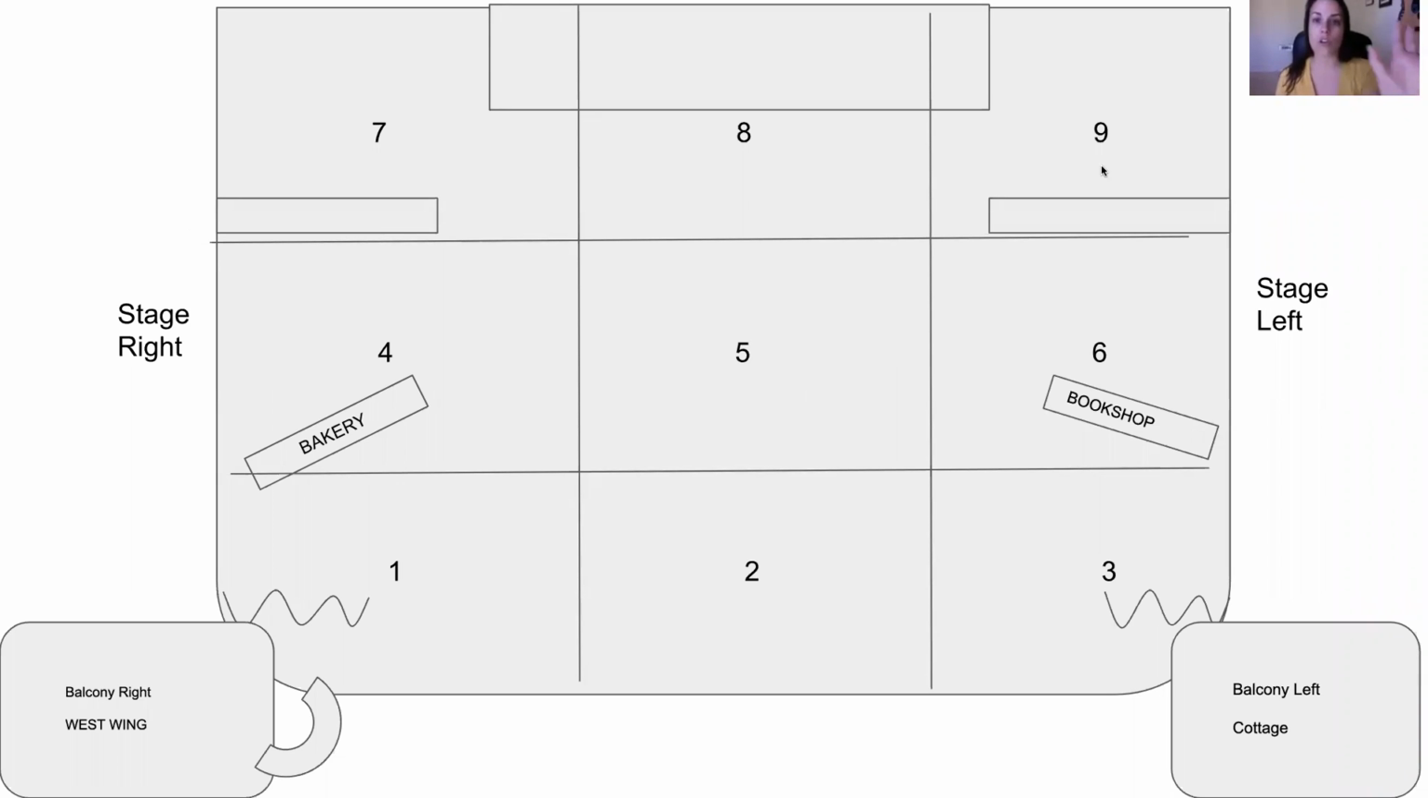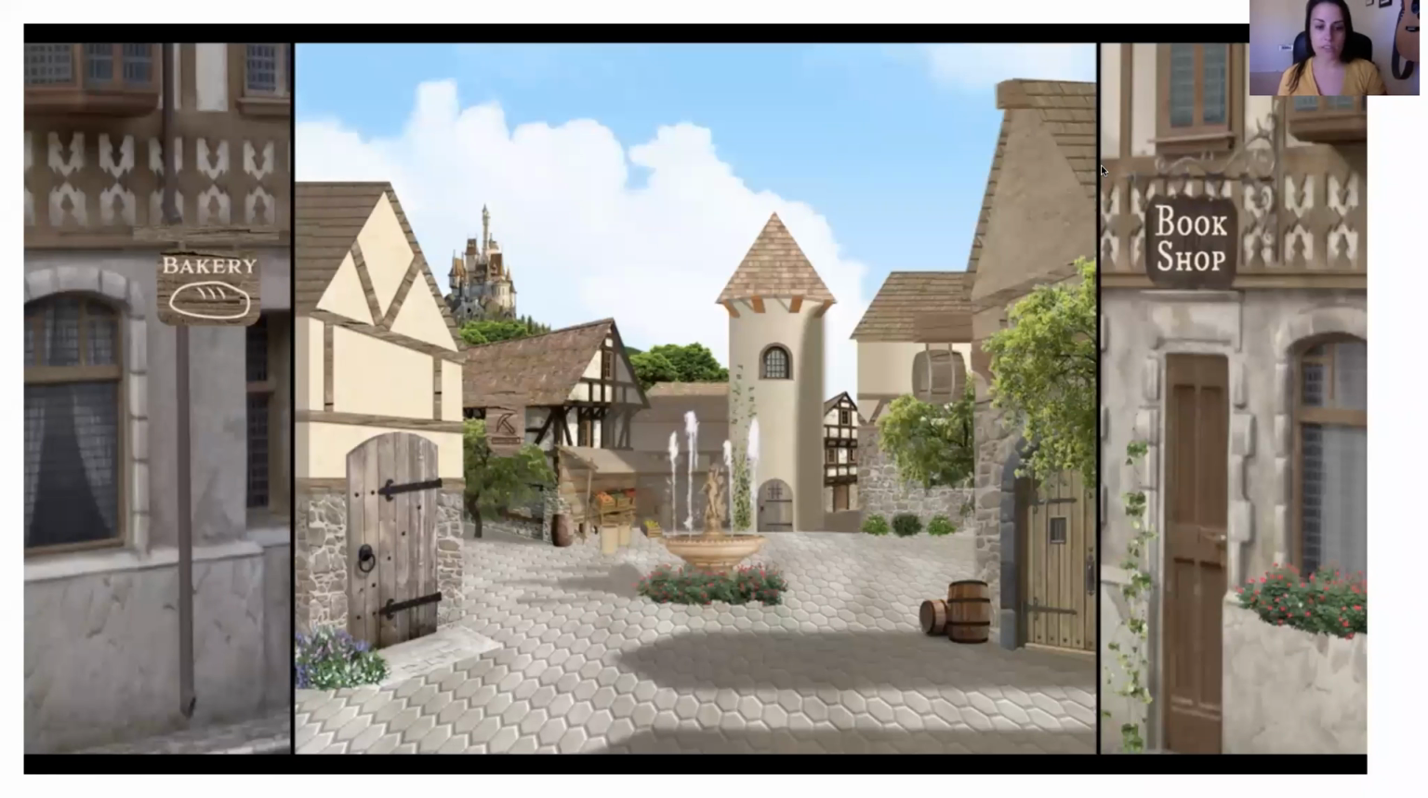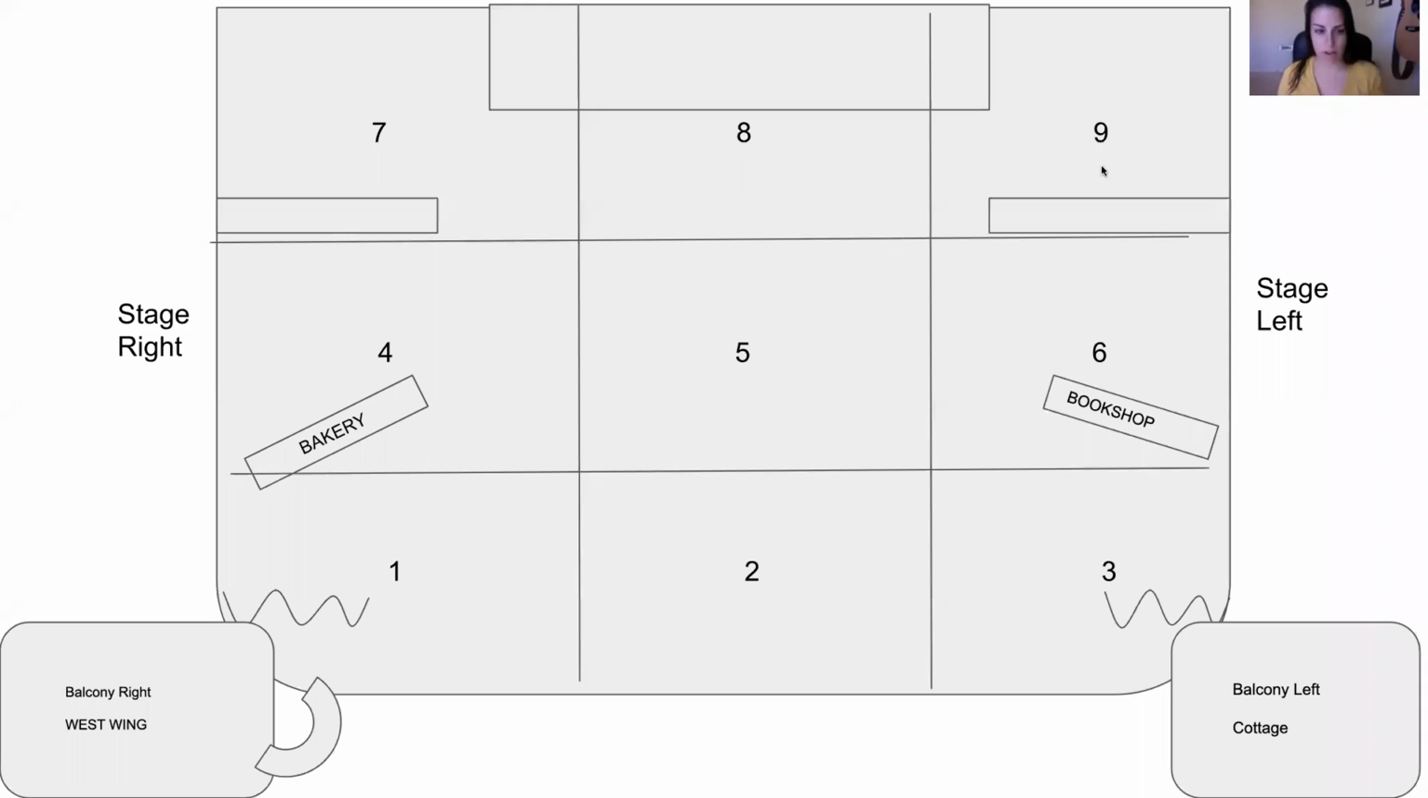I wanted to show you what it's going to look like on the LED screen. So we have the bakery on stage right and the bookshop on stage left. It's really beautiful. It's a video, so there are clouds rolling and the fountain is going, but I just took a screenshot of it. So this is going to look really beautiful, and we can even see the castle in the background again.